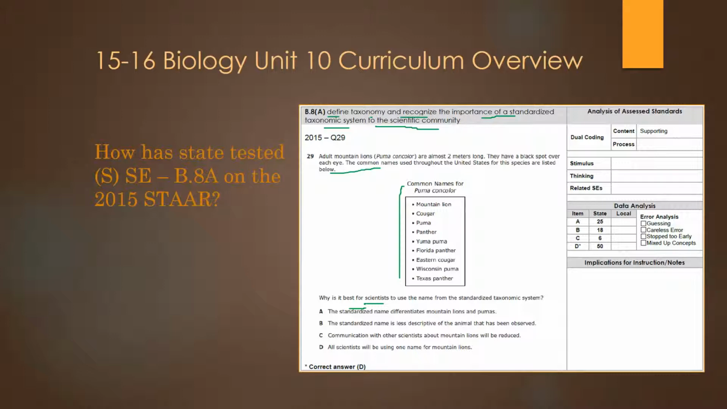And the answer was all scientists will be using one name for mountain lions. So that name, or scientific name, for the mountain lion is going to be universal to any scientist anywhere in the world, regardless of the common name. If you use the scientific name, it's going to be universal. So that's why it's used.